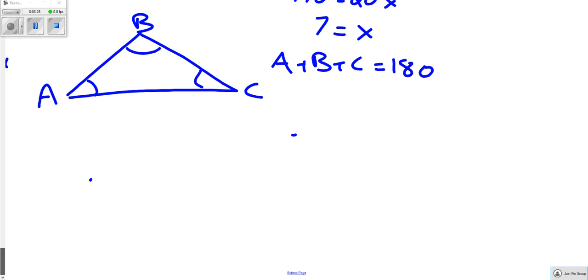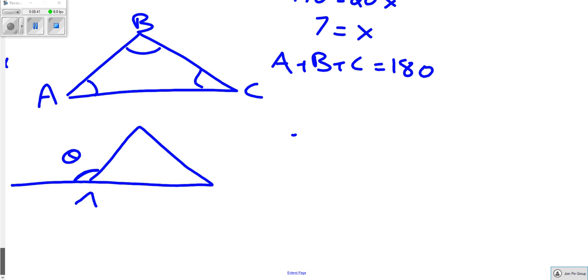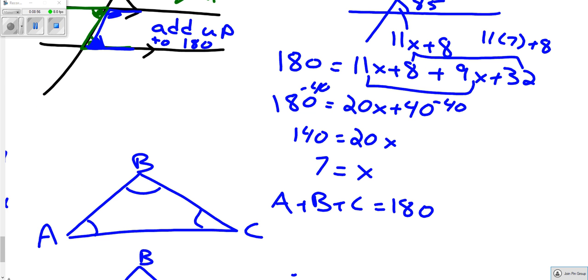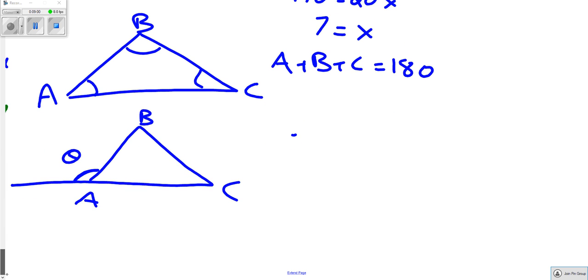Then there was also this one. So this angle here, if this is A, B, C, this exterior angle on A. How does it equal 180? This part here and this one add up to 180, right? So what that means is theta here is equal to angle B plus angle C, because this plus this equals 180, but this plus these two also equals 180.